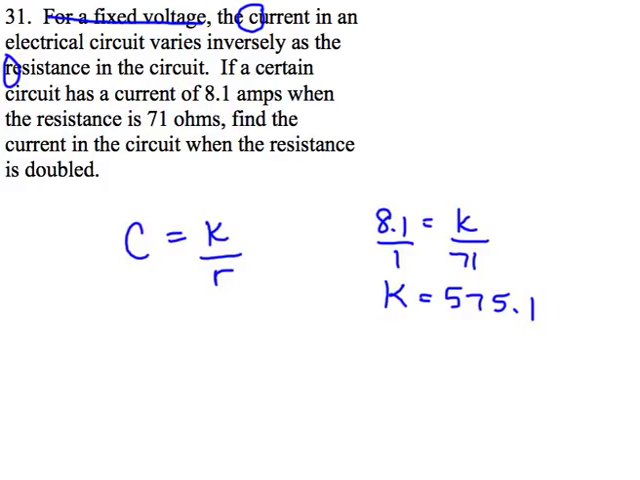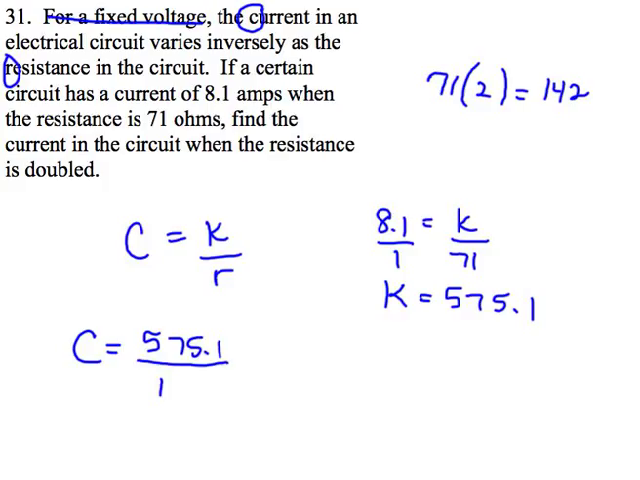Well, the question says find the current in the circuit, so I'm looking for C, when the resistance is doubled. Well, resistance is doubled means you multiply that by 2, so 71 times 2 is 142. So we're going to take K that we just found and divide it by the resistance that's doubled, 142, and that gives you a current of 4.05. Put your units, current was in amps, and that's your answer.